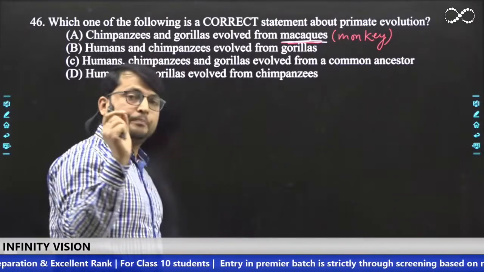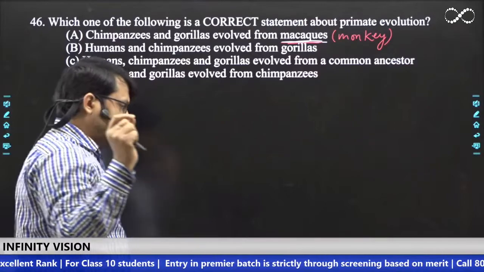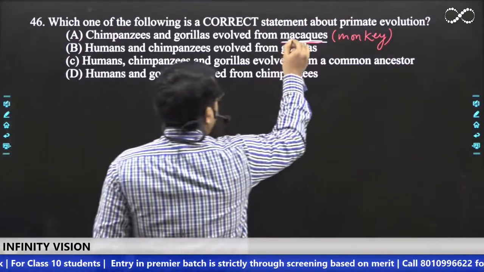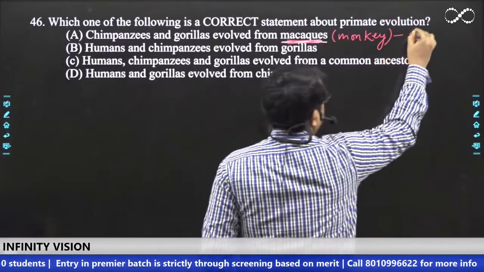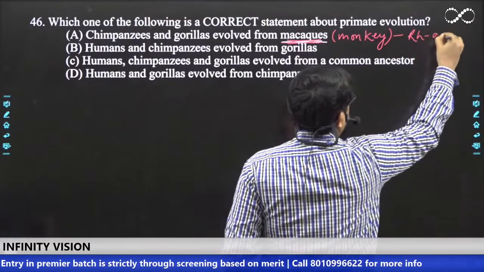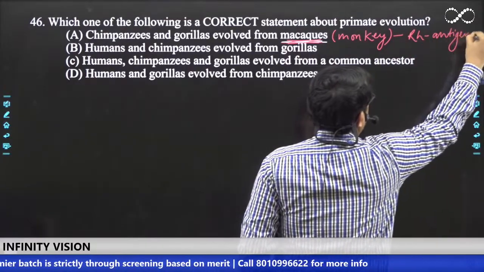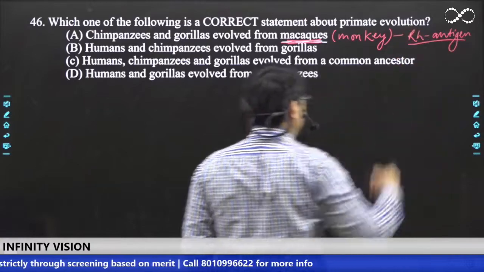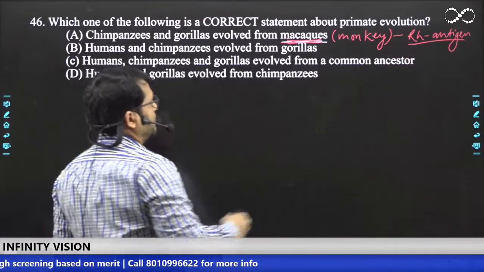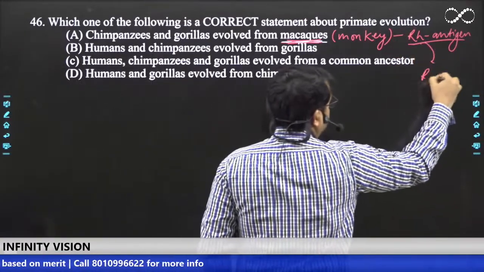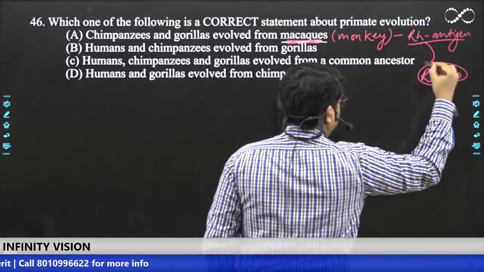Yeah, very good, Akhil. Just keep in mind that a question on RH can be asked many times. The RH antigen, a blood antigen, was discovered from the macaques. There is also a type of macaque which we call the rhesus monkey. Okay, anyway.